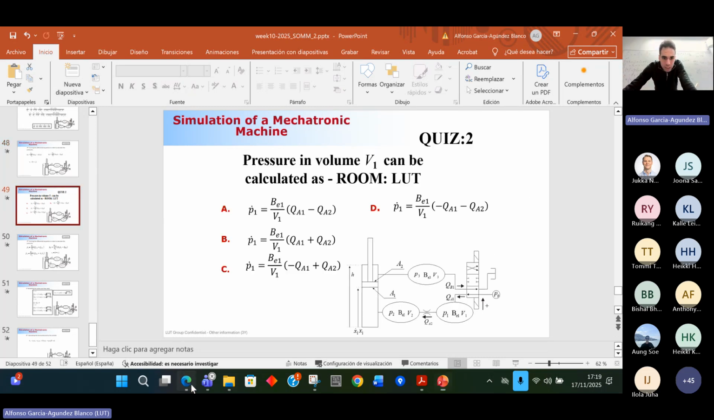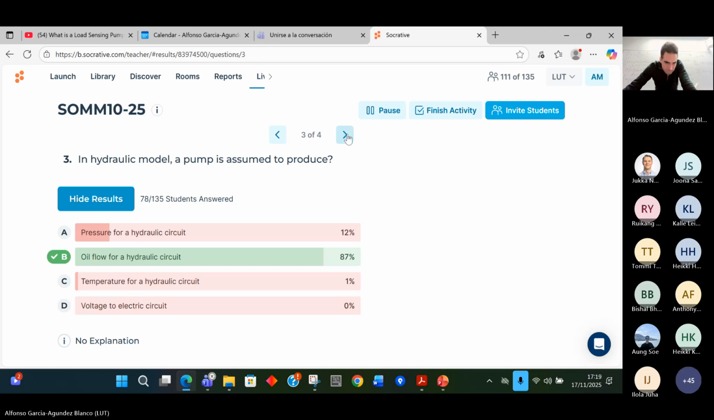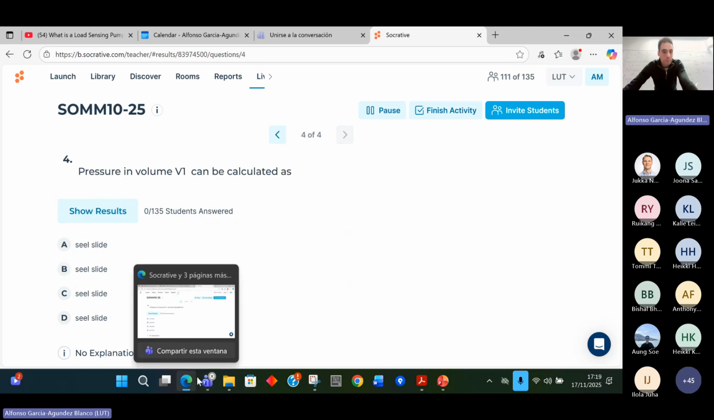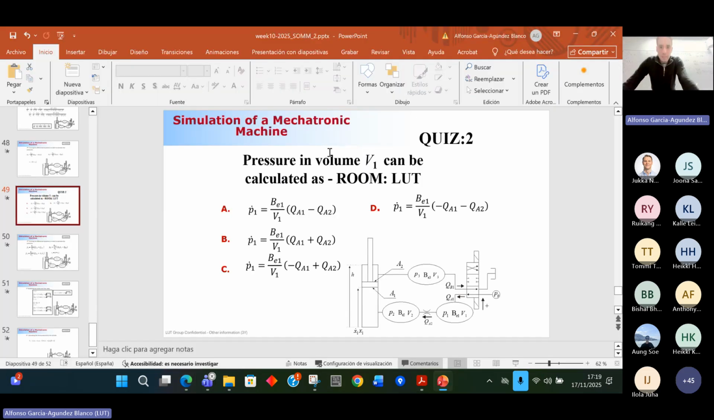I think I need to activate it, no? Yes. Basically, in the next quiz, please all go to the next one. We are asked for the pressure in volume V1 can be computed as, and we need to write the differential equation for the first volume, okay? For the first volume.